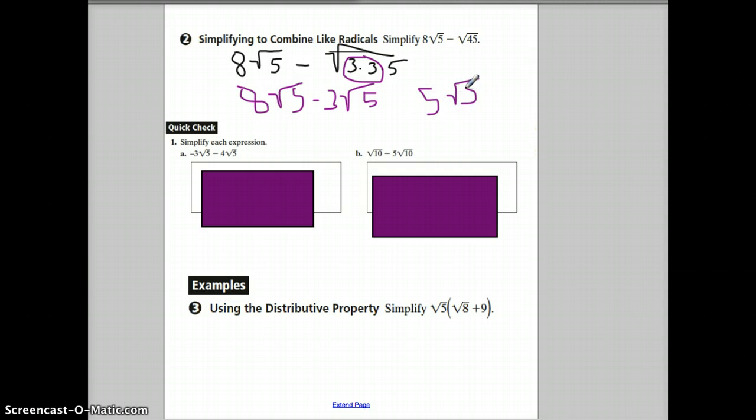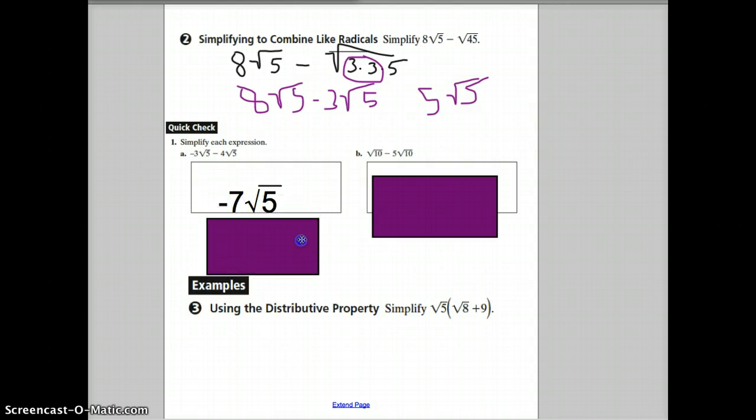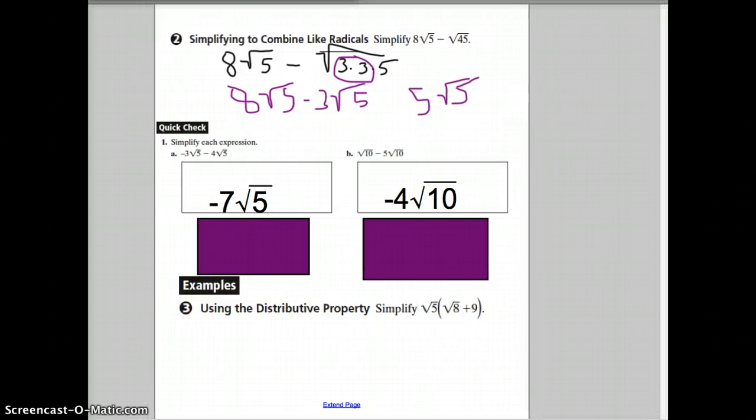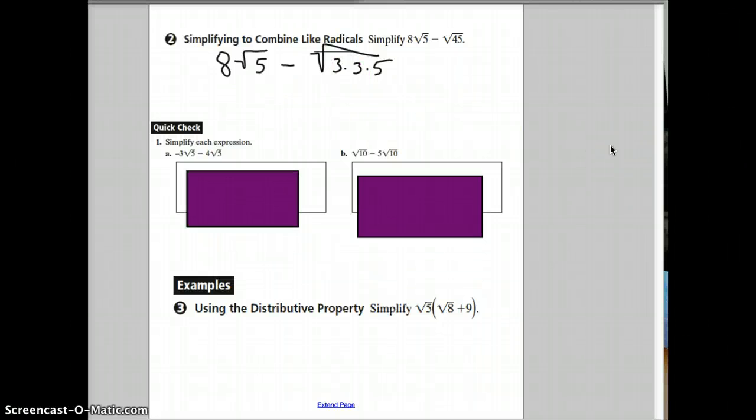Go ahead and try the two quick checks right below. When you're ready, you can restart and reveal the answers. So we have negative 7 root 5 for 1a, and 1b is negative 4 root 10. And again, negatives work just the same as our integer rules as we have in the past.